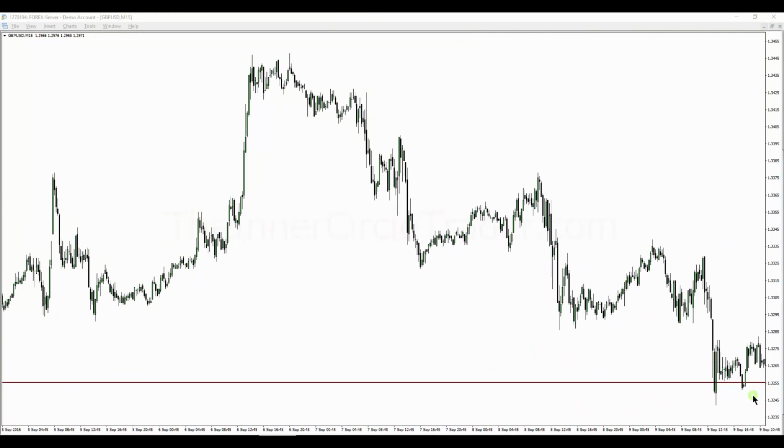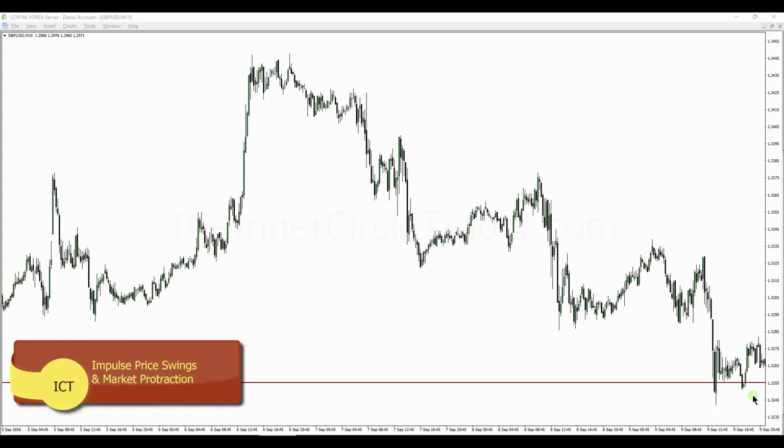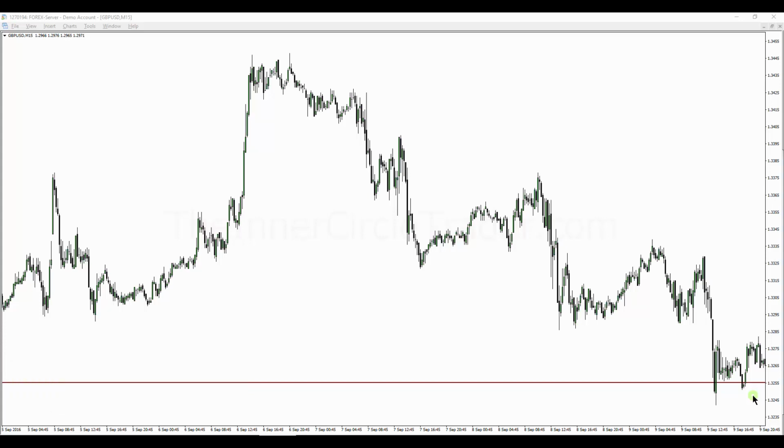Okay, folks, we're going to be looking at impulse price swings and market protraction. Very similar ideas, but uniquely different. I'm going to first talk about impulse price swings. An impulse price swing would be something like this.